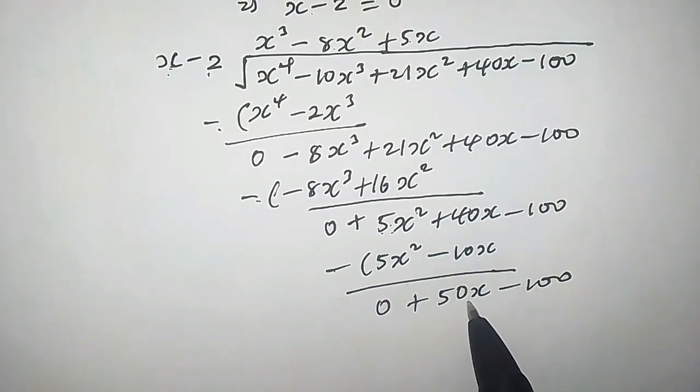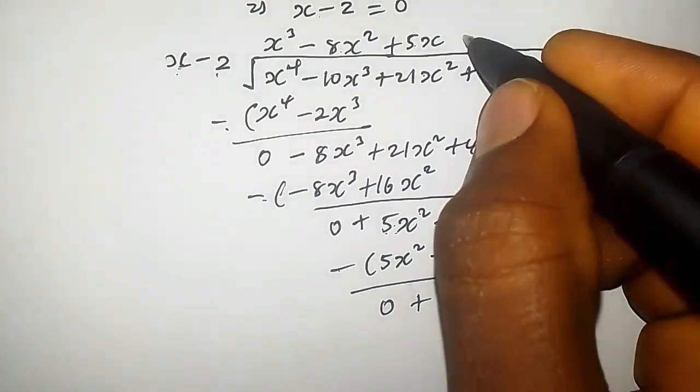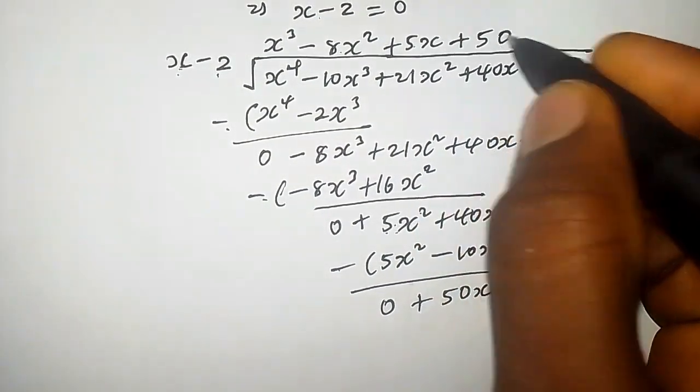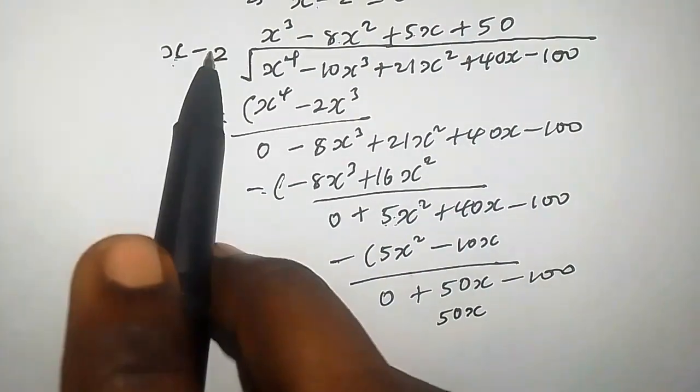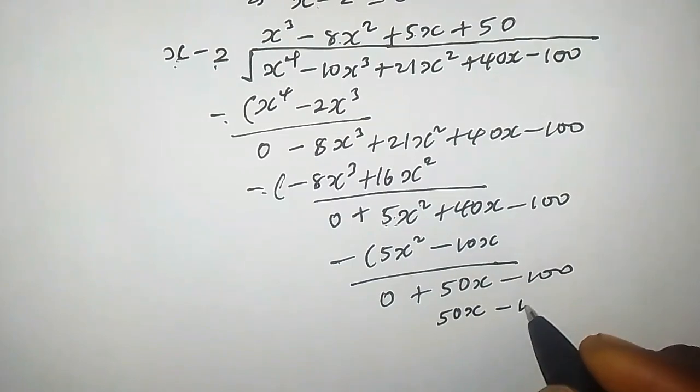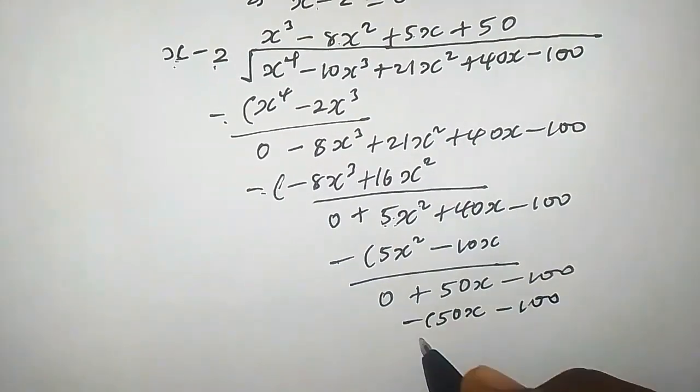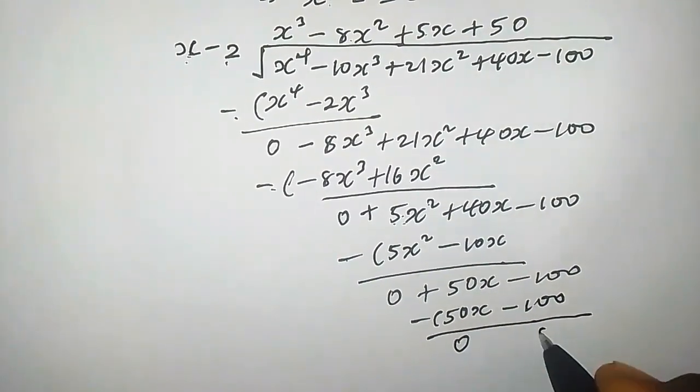Dividing again, that will be 50x over x, that is plus 50. So x times 50, we have 50x, minus 2 times 50, that is negative 100. So when we do the subtraction, this vanishes.